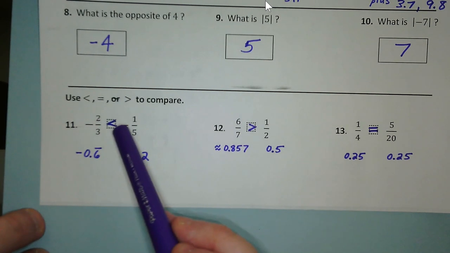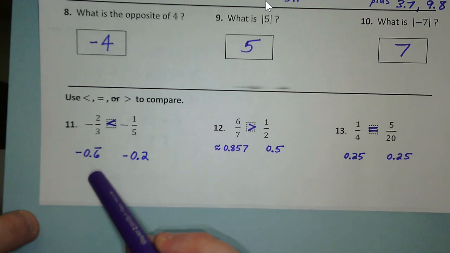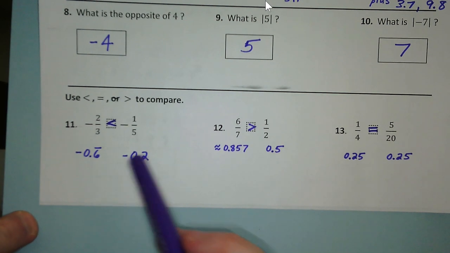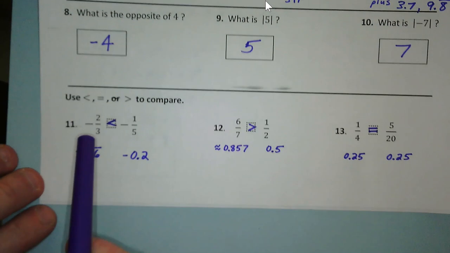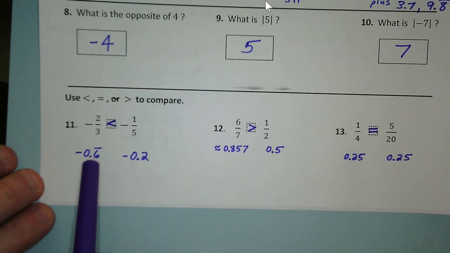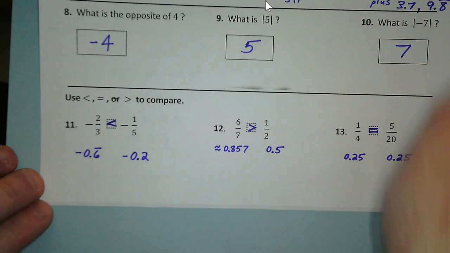And remember, with a negative thrown in, -0.2 is actually larger than -0.6 repeating. That's just how negative numbers work, okay? Because this number is more left on the number line, so it's smaller. This number is further to the right on the number line, so it's actually larger.